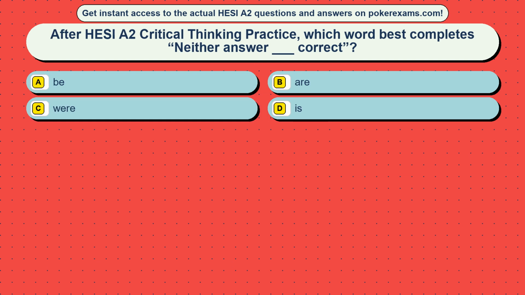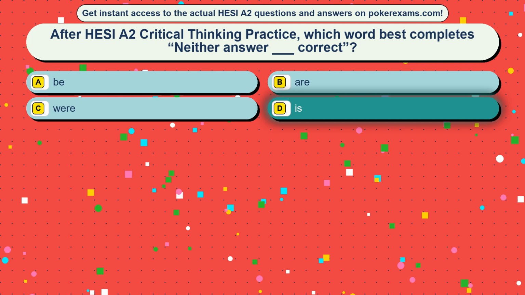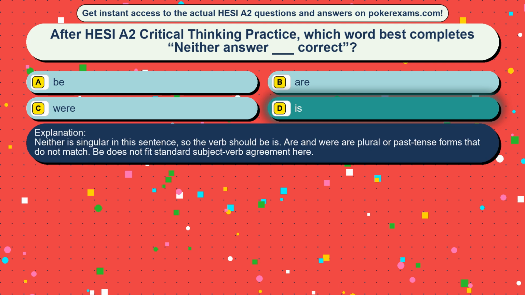Question 16. After HESI A2 critical thinking practice, which word best completes neither answer blank correct? Option A, B. Option B, tar. Option C, were. Option D, is. The correct answer is option D, is. Neither is singular in this sentence, so the verb should be is. Are and were are plural or past tense forms that do not match. B does not fit standard subject-verb agreement here.